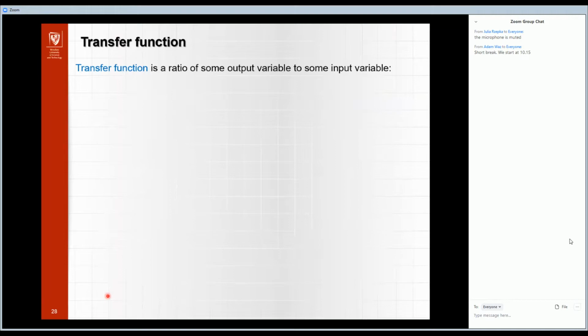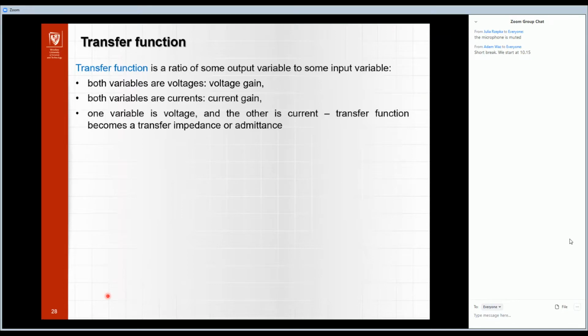I told you about it previously, maybe not in the direct way, but now more formalized. Okay, so for example, when we have both variables voltage, we obtain the voltage gain, because we have the relation between voltage and voltage. When both variables are current, we obtain current gain. When one variable is voltage and another is current, the transfer function becomes the transfer impedance or admittance. It depends which is on the output and on the input.